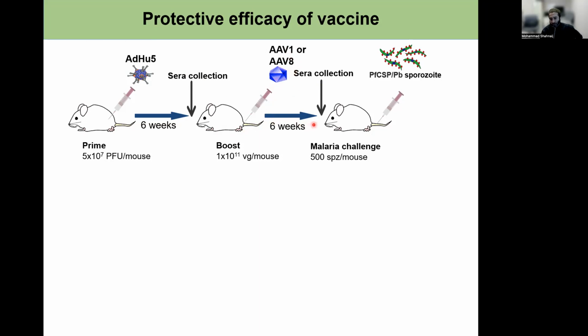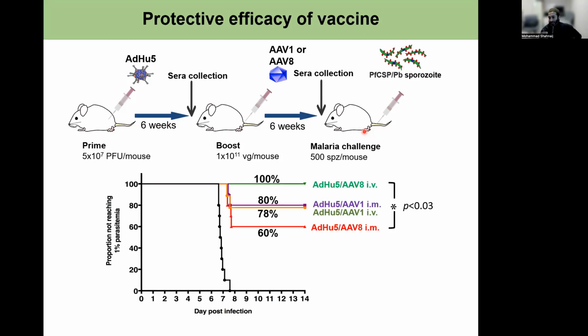And then after 6 weeks, we collected the sera, and we did some other experiments to check the expression level of AAV8 or AAV1 in the liver as well. And then after 6 weeks, we challenged with the parasite. And after the challenge, we checked the survival curve, the live and death event.